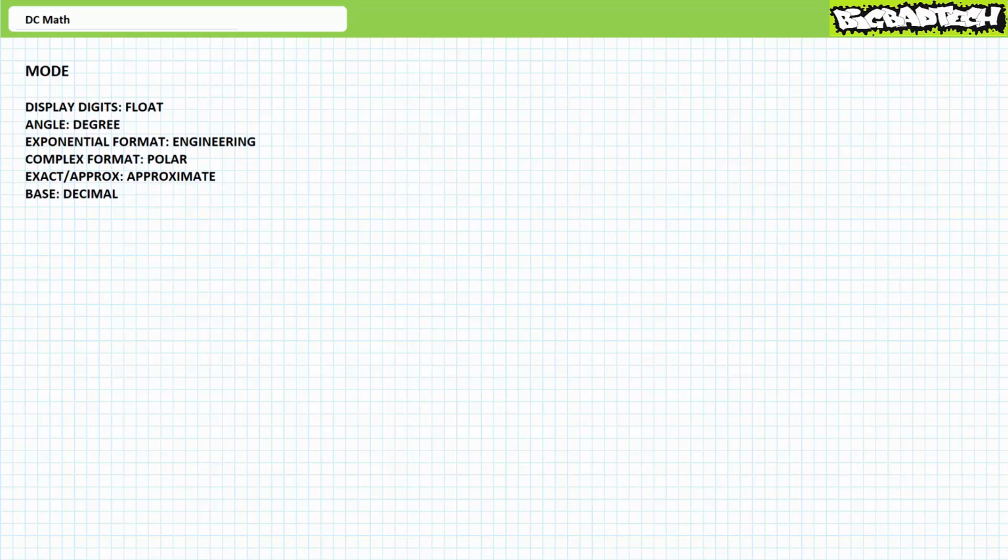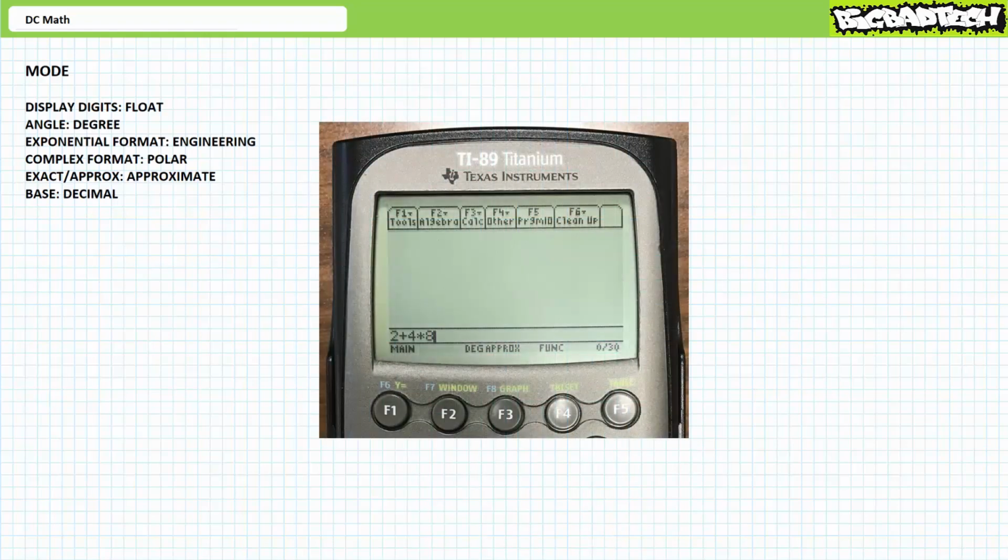Perhaps the single most important piece of advice I could give to you is this. The calculator does what you tell it to do. The calculator always follows the order of operations, and if you want to impose precedence on particular operations, you must make the calculator aware of this fact. Allow me to demonstrate. Consider the original expression 2 plus 4 times 8.